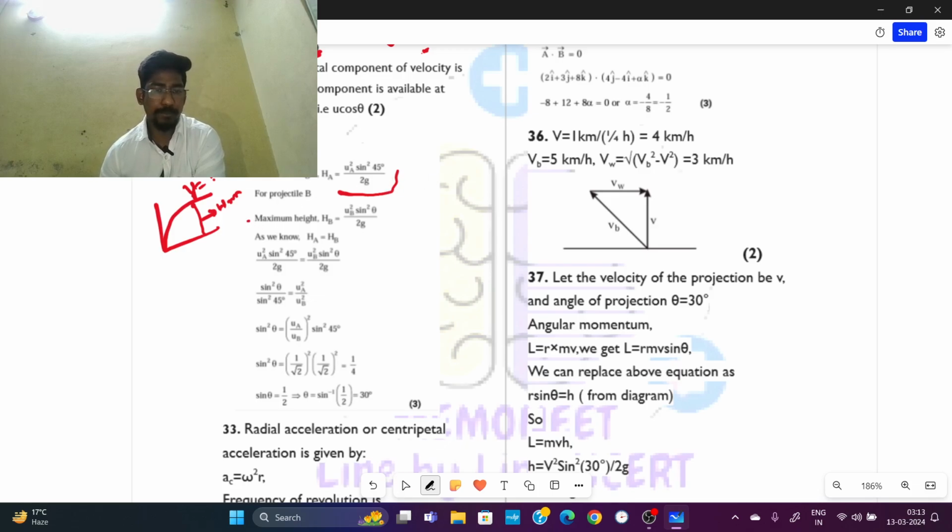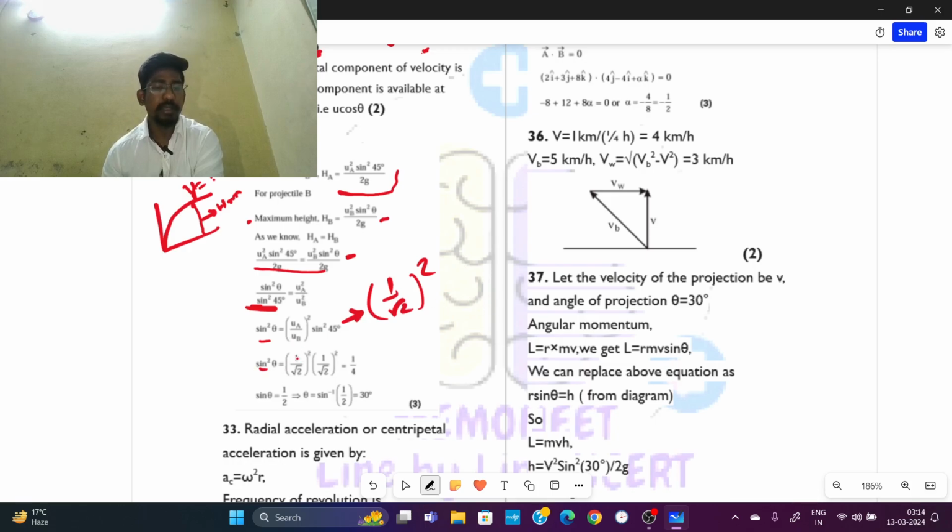For projectile A, it is u square sin square 45 degree by 2g, and for projectile B, it is u square sin square theta by 2g. If these are equal, then if we follow the steps, sin square theta will be equal to ua by ub whole square, where ua is the velocity of projectile A and ub is the velocity of projectile B, times sin square 45 degree. The value of sin 45 degree is 1 by root 2, squared.